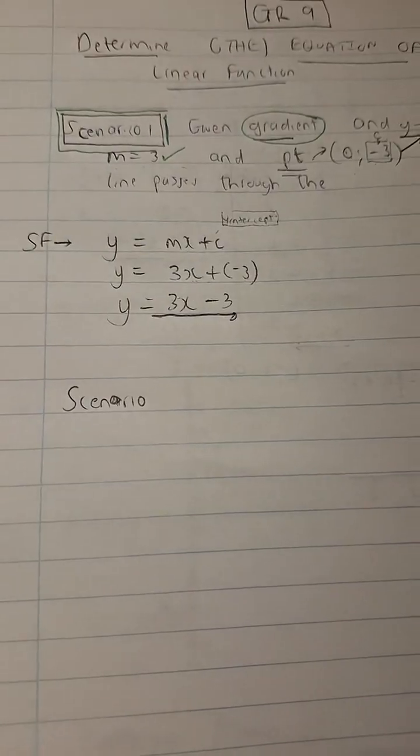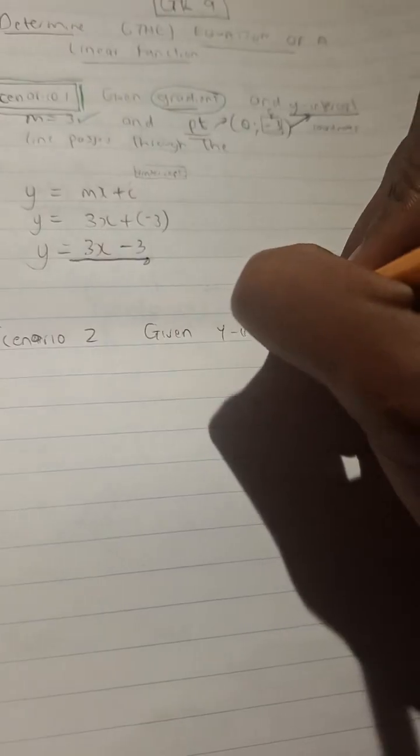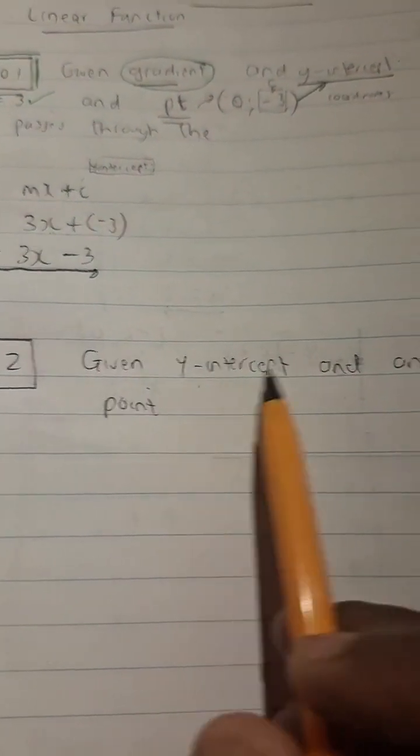Now let's take it one step further and look at another scenario. Let's say in scenario 2, we are given the y-intercept and another point, just another random point. Scenario 2 has to do with when we are given the y-intercept and another point. So let's look at an example so that we can see what we mean by this.